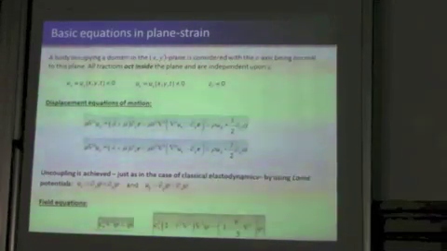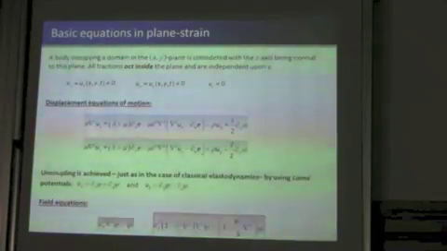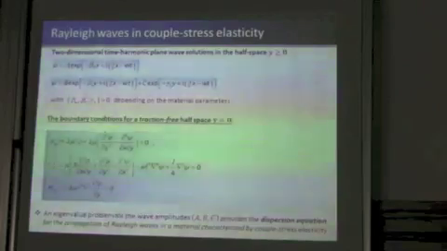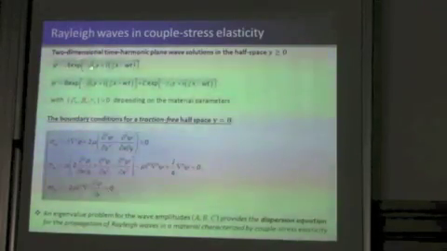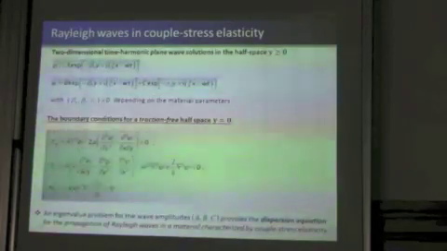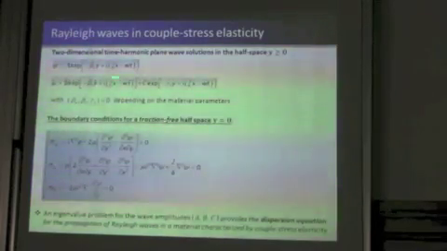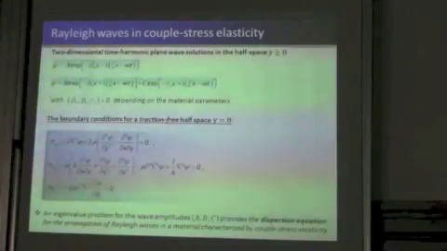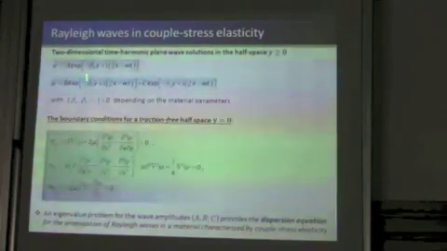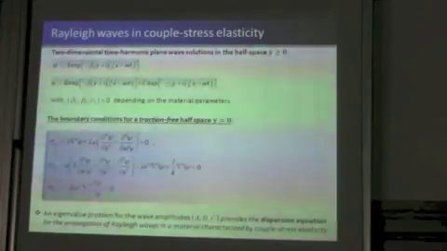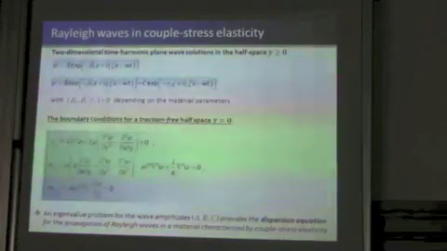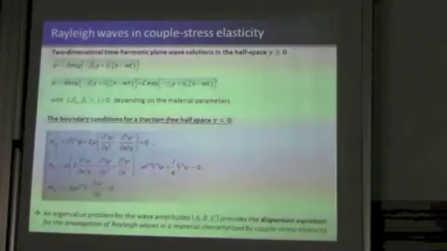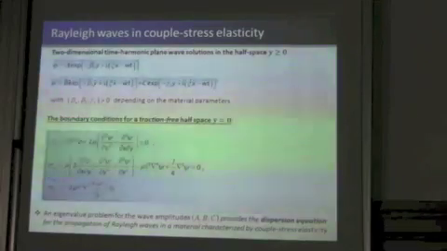Now, in order to study the propagation of Rayleigh waves, we consider plane wave time harmonic solutions to these two equations. So we have these two solutions, where xi is the wave number and w is the frequency. Also, capital A, B, and C are the wave amplitudes. Now, these solutions, combined with the traction-free boundary conditions for a half space in coupled stress elasticity in terms of the Lamé potentials, lead to an eigenvalue problem for the wave amplitudes A, B, and C, which accordingly provide the dispersion equations and the phase velocity of the Rayleigh waves for a material characterized by coupled stress elasticity.